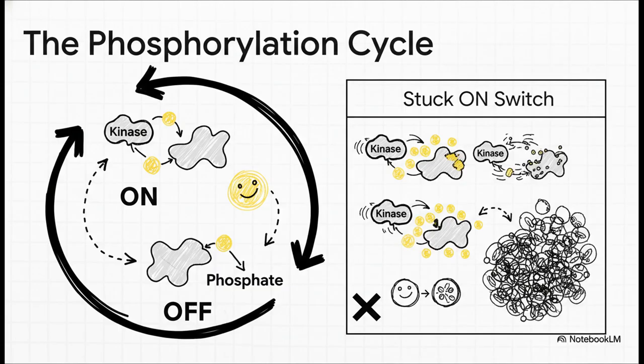But, and this is the crucial part, if that switch gets stuck in the on position, you get the uncontrolled growth we see in things like cancer. That's why there's a whole other team of enzymes, called phosphatases, whose only job is to go around and flip those switches back off. It's this constant dynamic balancing act.